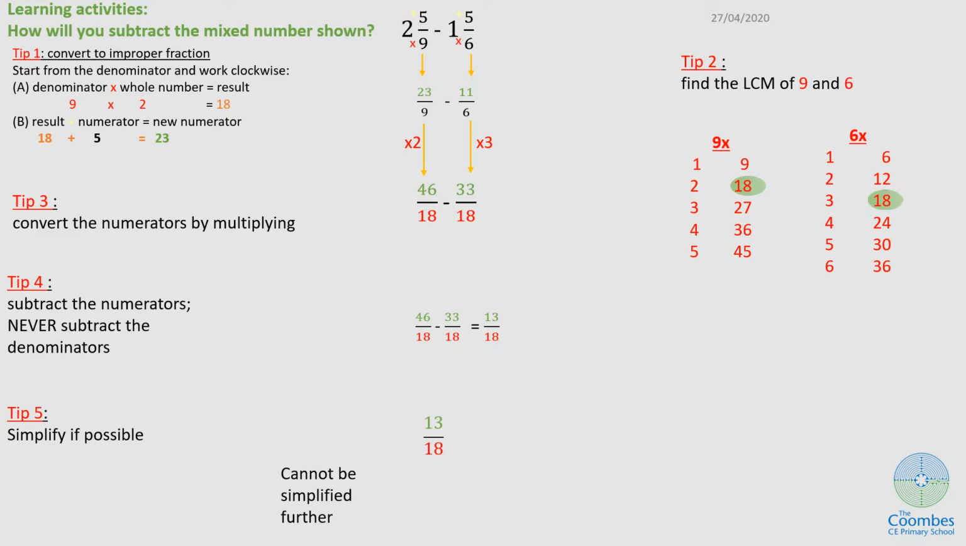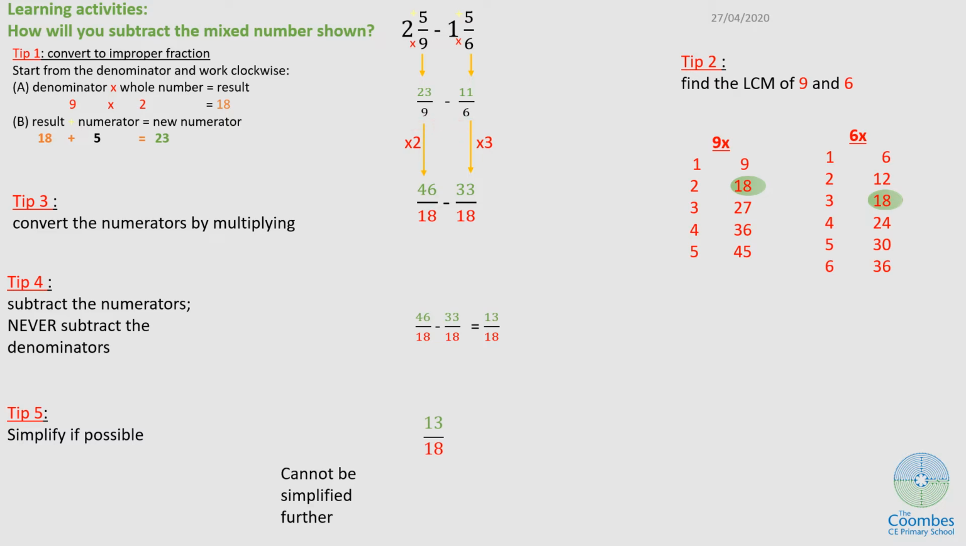We do the same with the second fraction. Take the denominator 6, multiply by 1. 6 times 1 is 6, and if I add 5, that will give me 11. So it's now 11 over 6. So I have converted my mixed numbers into improper fractions, and I can see they have different denominators here, 9 and 6. Before we subtract, they must have the same denominator.